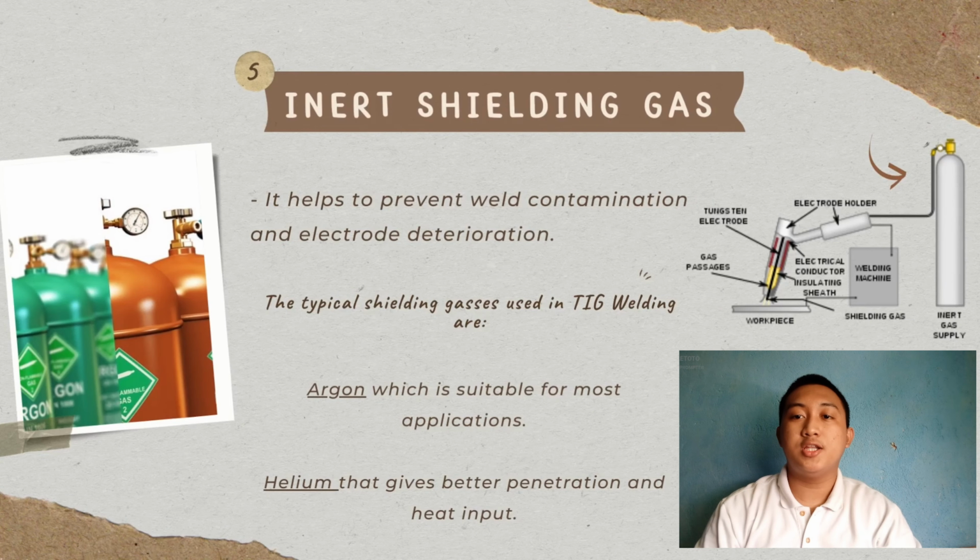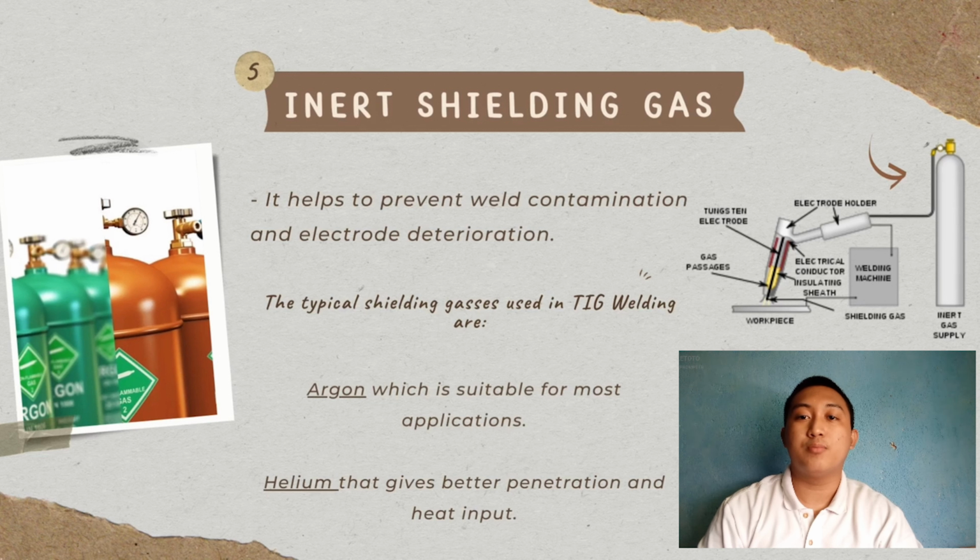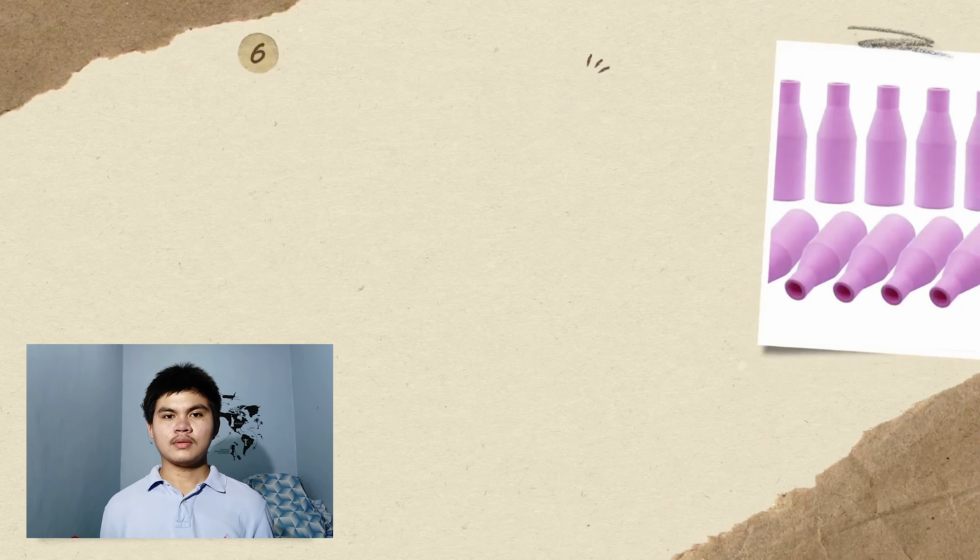Next, we have inert shielding gases which help to prevent weld contamination and electrode deterioration. The gas shield must prevent atmospheric contamination of the weld and not react with molten or solidifying weld metal or the tungsten electrode. The typical shielding gases used in TIG welding are argon, which is suitable for most applications, and helium that gives better penetration and heat input. This gas is more expensive than argon, and because of this is sometimes used as a mixture of 5% helium and 95% argon for welding stainless steels.